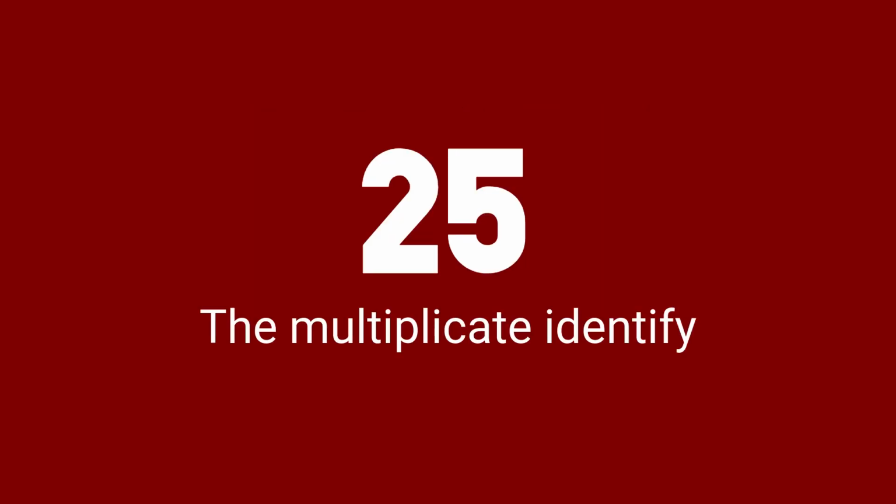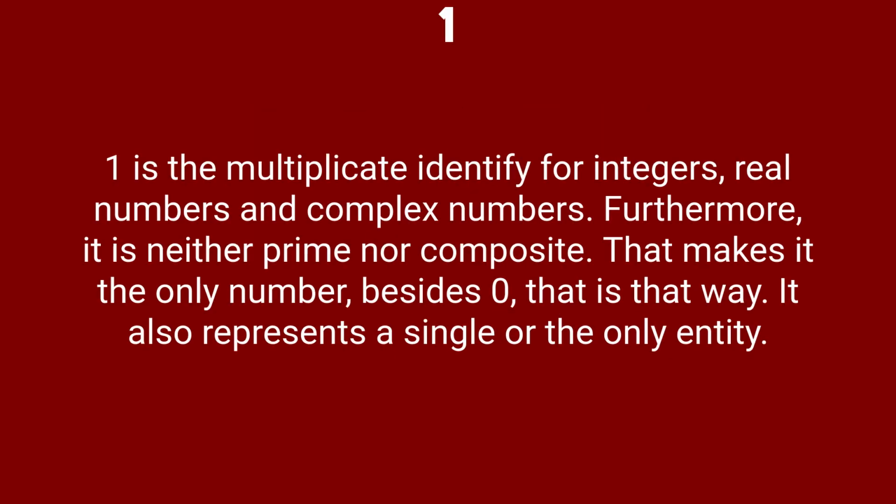The multiplicative identity. 1 is the multiplicative identity for integers, real numbers and complex numbers. Furthermore, it is neither prime nor composite. That makes it the only number, besides 0, that is that way. It also represents a single or the only entity.